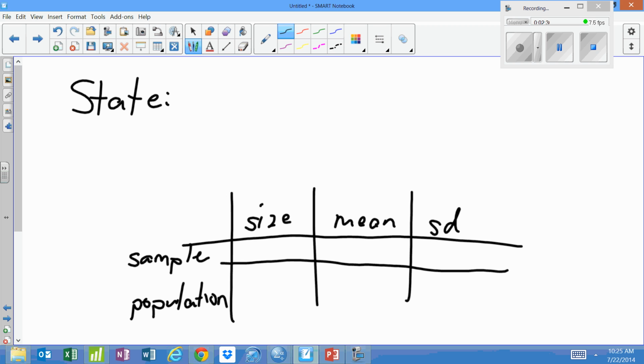So the sample size, he had a class of 36 students. Total, he's had 1,000 students. The mean of the sample was 100. The mean of the population was 99. He had 5 standard deviations and 2.5. So that's the data I am looking at.